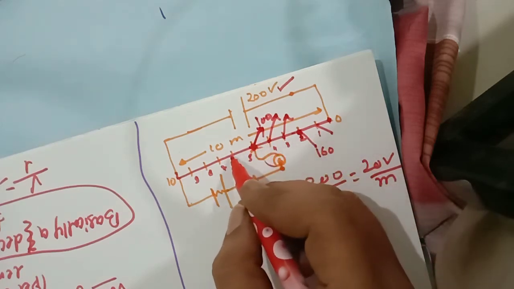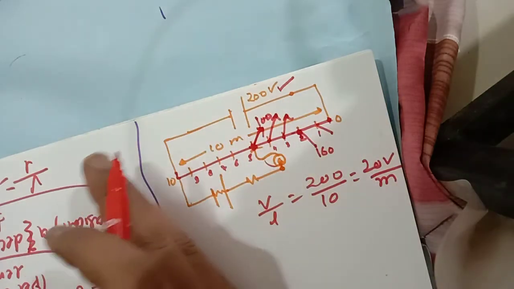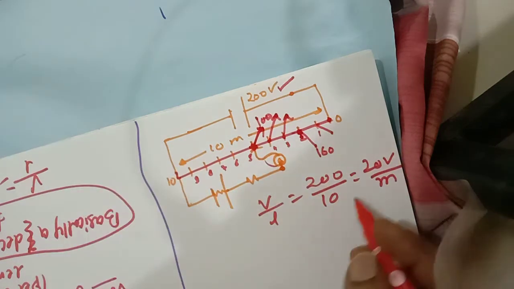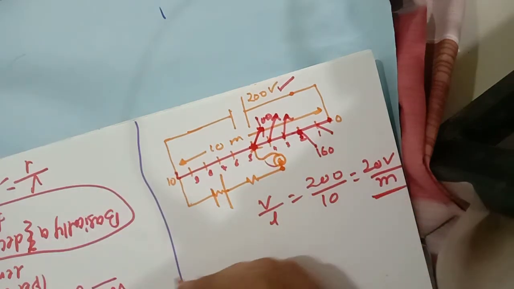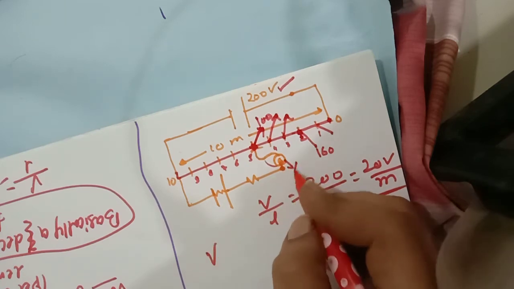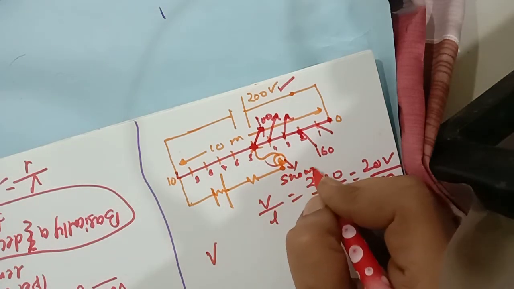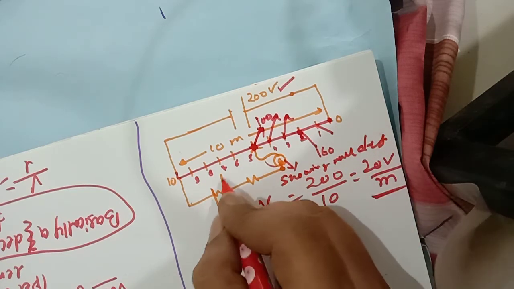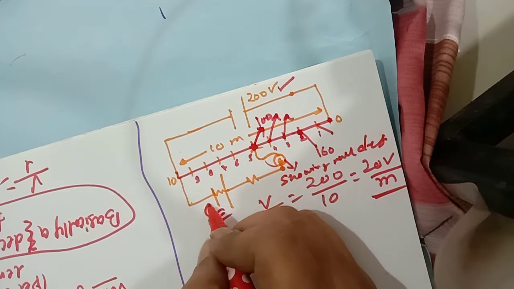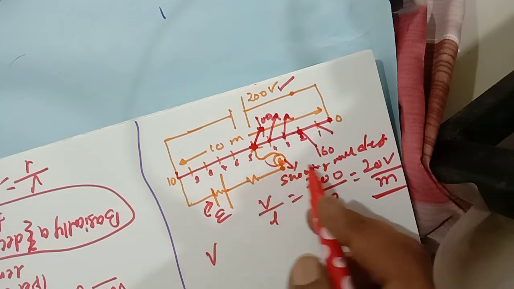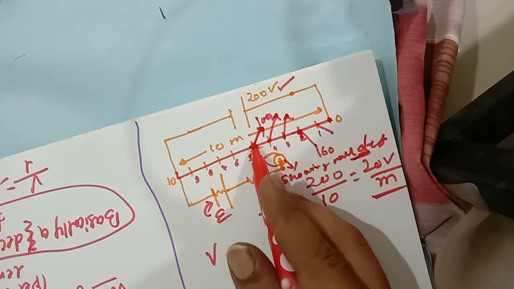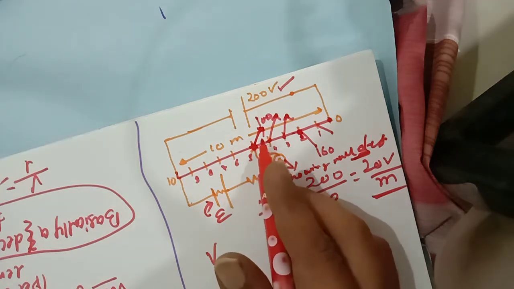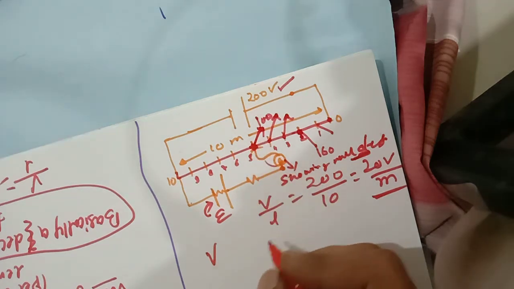Now if you have understood that every meter we proceed from right to left, there is a decrease of some voltage, that is 20 volt per meter in this case. So suppose the galvanometer is showing null deflection. It should show null deflection to find this EMF value. So suppose it is showing null deflection at the fifth point. If I want to calculate the voltage at the fifth point directly, how can I calculate?